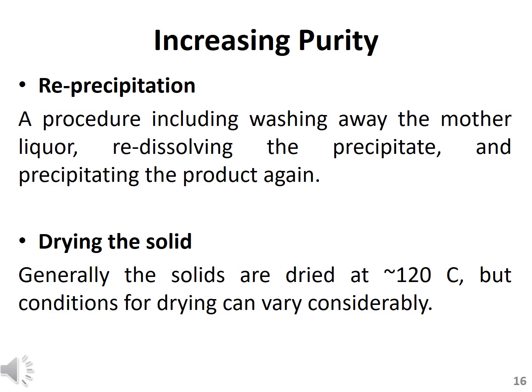In this process of precipitation, the contamination will go away, and only the pure substance, the pure precipitate, will be deposited, and the gravimetric analysis will be more fruitful with the increased purity of the precipitate. So after increasing the purity of the precipitate, these precipitates will be dried. Generally the solids are dried at 120 degrees Celsius, but the conditions for drying can vary considerably.